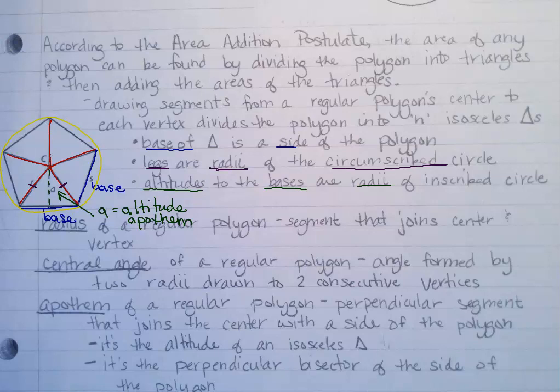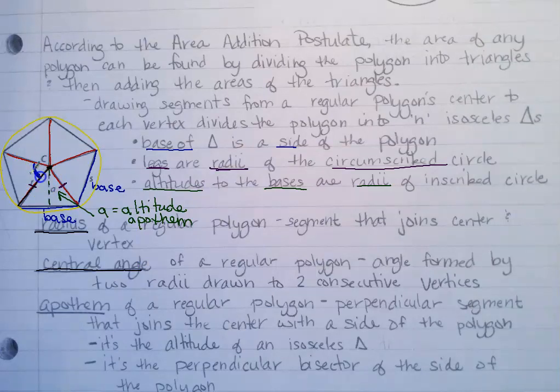And so these definitions down here are revolving around the circle. The radius of a regular polygon is the segment that joins the center and the vertex. So the center to a vertex is a radius of your polygon. The central angle of your regular polygon is the angle formed by 2 radii that are drawn to 2 consecutive vertices. So your central angle is this radius to this radius.